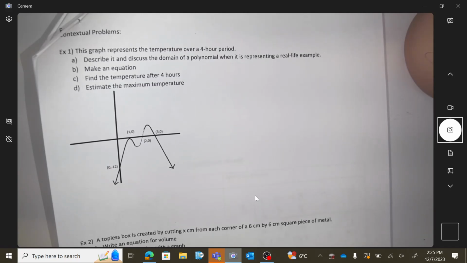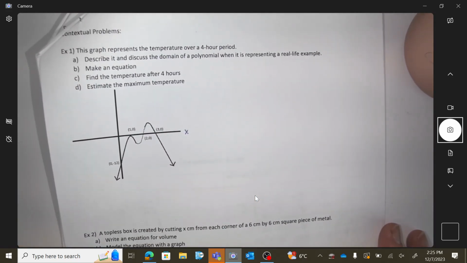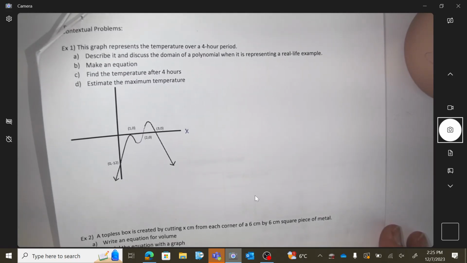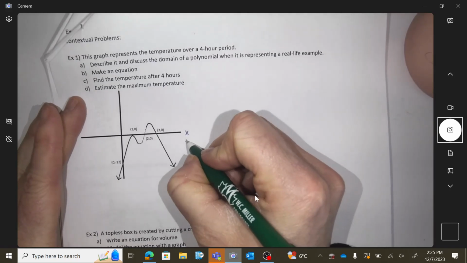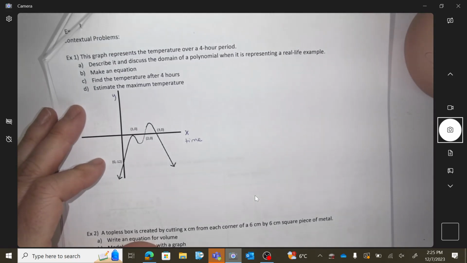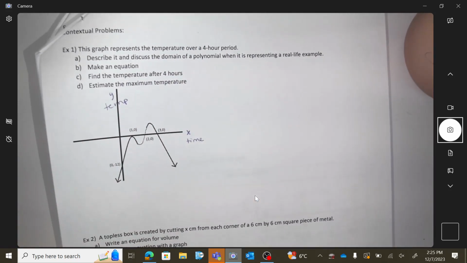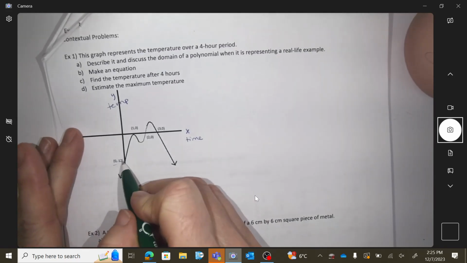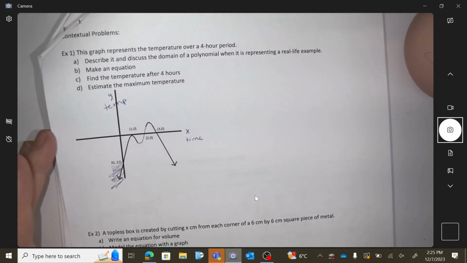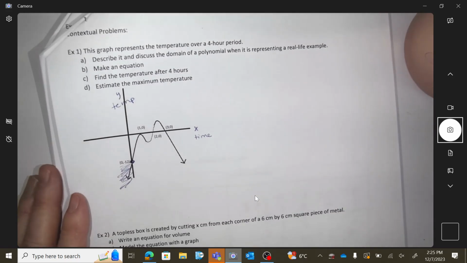Okay, so if this is describing temperature over a 4-hour period, would it make sense that this x-axis is representing what in real life? Time. And the y-axis is representing what in real life? Temperature. Okay. What do you know about time? Can't be negative. So, you know what? This part of the polynomial doesn't exist. And it would really start right there.